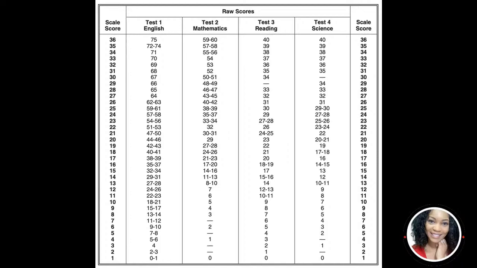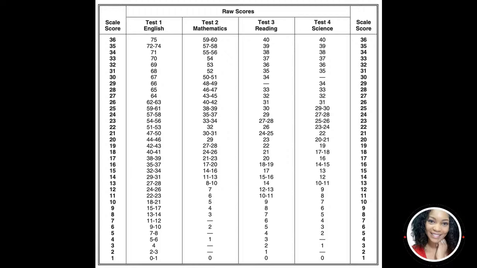So this is purely for an example. Let's assume that you have a 64 as a raw score in English. Then you can look over to the left and see that that aligns with a 27 scale score for English, okay? So again, you're taking your raw score, seeing where it falls in that column for that test, and then going over to those columns on the left and the right for scale score and matching the corresponding scale score to the raw score for each test, okay?